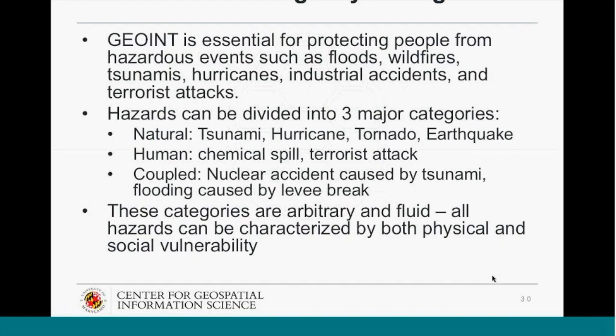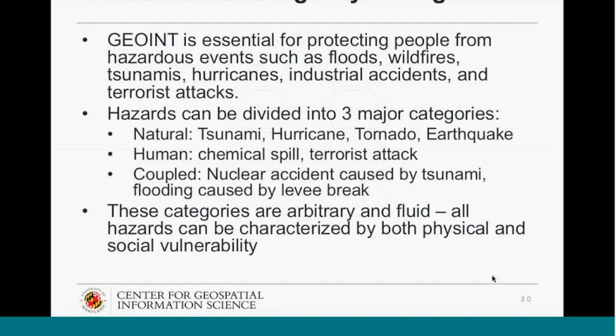There's what we consider human hazards, like a chemical spill or a terrorist attack. And then there's these coupled hazards too, right? So if you think about what happened in Japan in 2011, we had a nuclear accident caused by a tsunami, right? Or for Hurricane Katrina in New Orleans, flooding caused by a levee break, right? So these are coupled hazards.